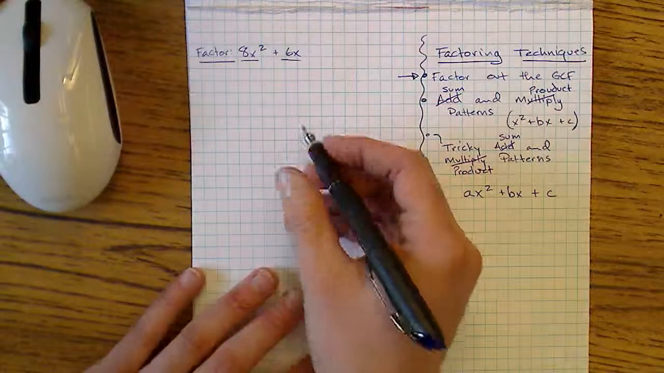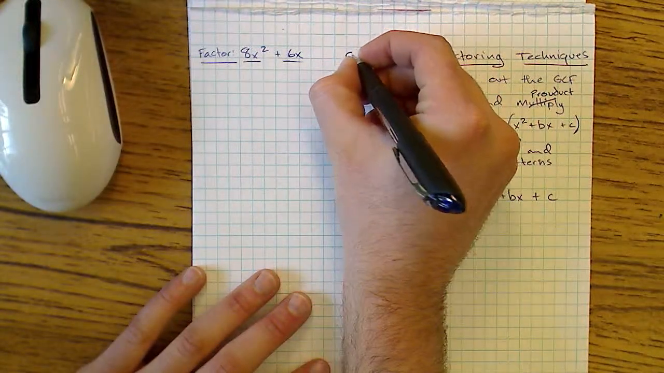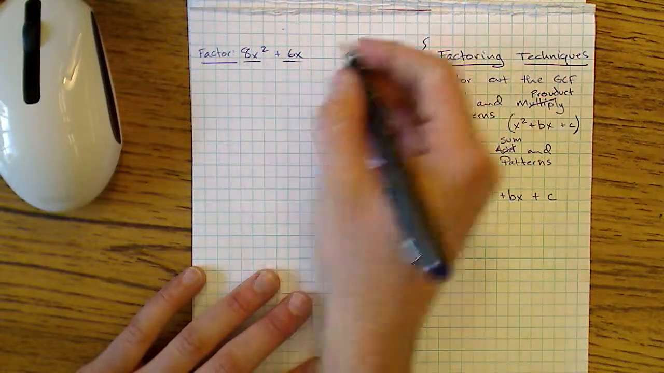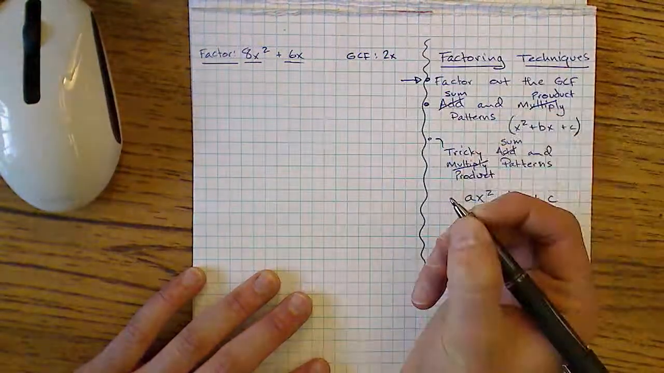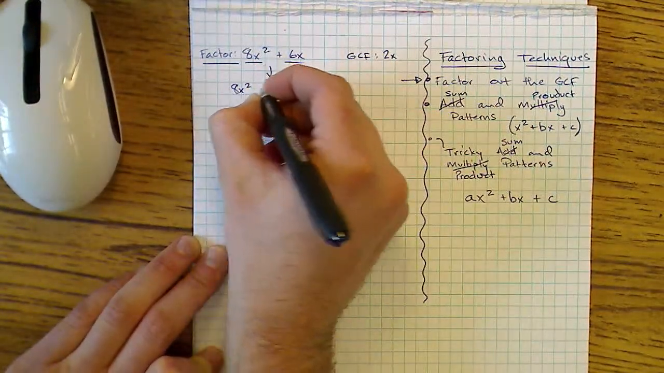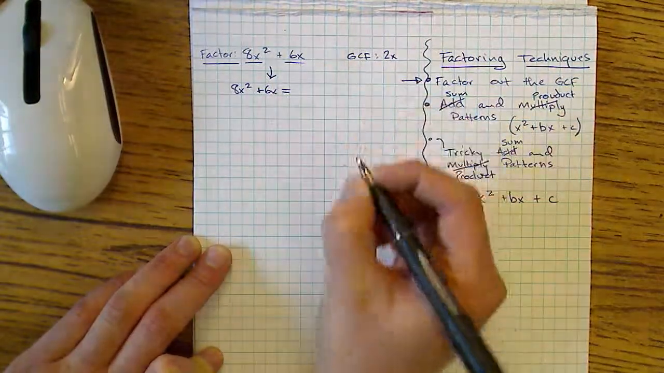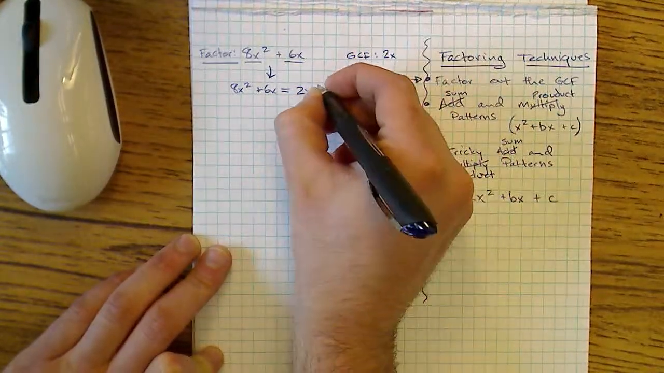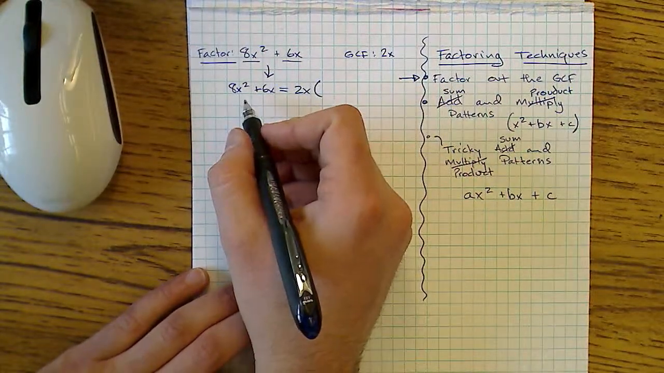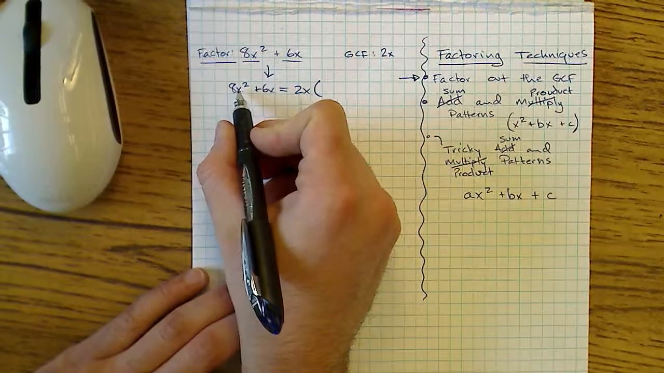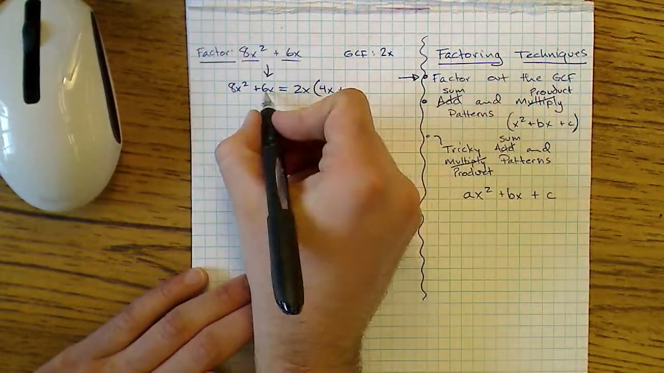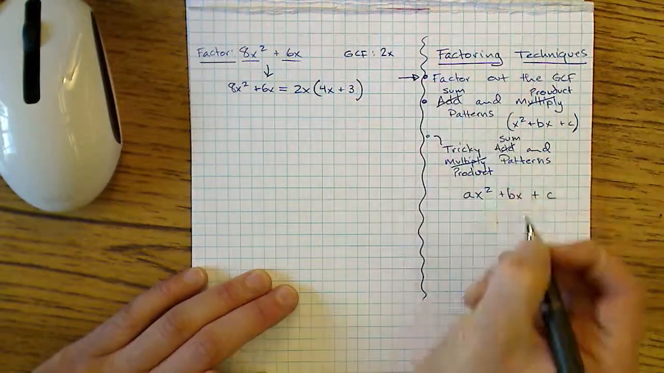In this example, the greatest common factor is, well, 2 from 6 and 8, and x. So the greatest common factor is 2x. I can factor this expression, 8x squared plus 6x, by undistributing the 2x and writing an expression equal to the original expression. If I took 2x out of 8x squared, I'd end up with 4x. And if I take 2x out of 6x, 3.